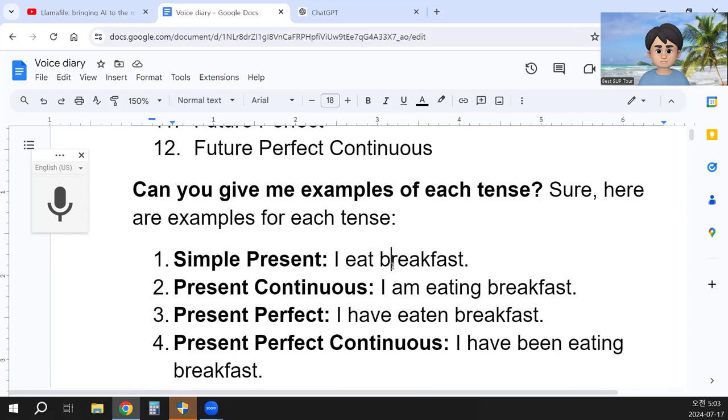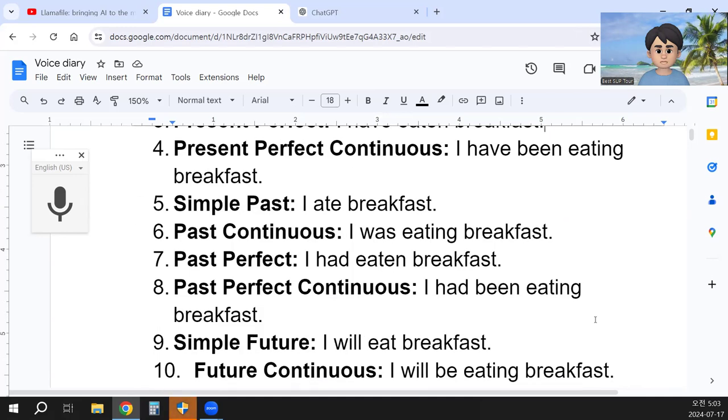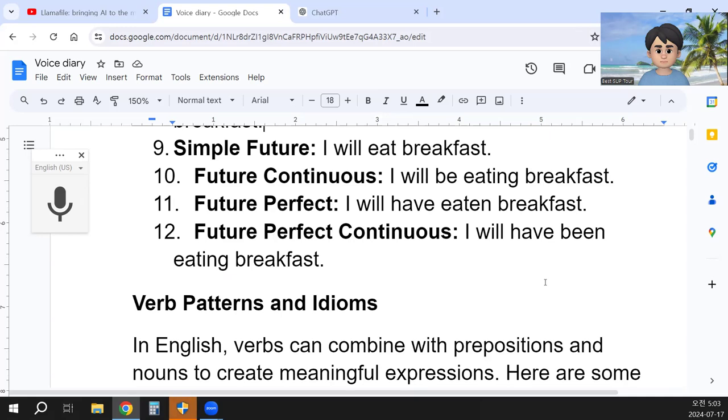Sure, here are examples for each tense. Simple present, I eat breakfast. Present continuous, I'm eating breakfast. Present perfect, I've eaten breakfast. Present perfect continuous, I've been eating breakfast. Simple past, I ate breakfast. Past continuous, I was eating breakfast. Past perfect, I had eaten breakfast. Past perfect continuous, I had been eating breakfast. Simple future, I'll eat breakfast. In future continuous, I'll be eating breakfast. Future perfect, I'll have eaten breakfast. In future perfect continuous, I'll have been eating breakfast.